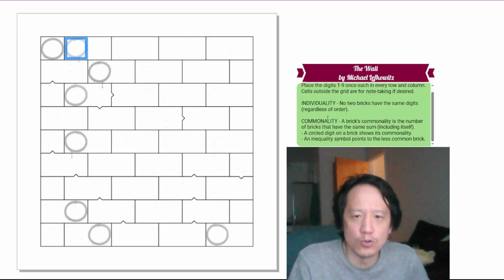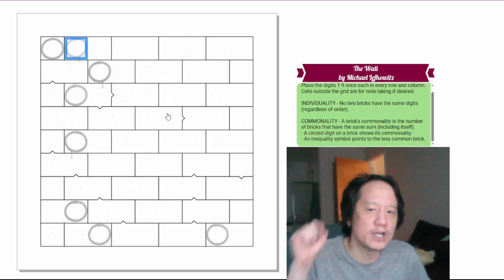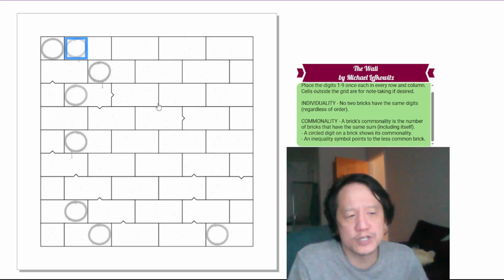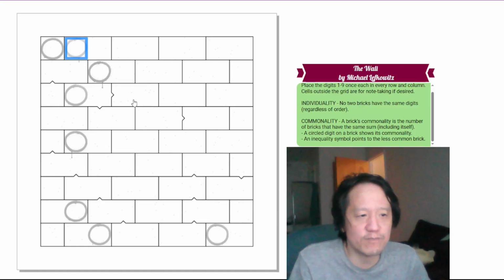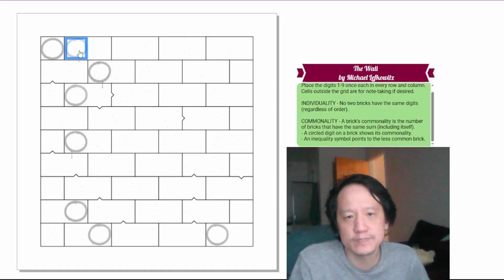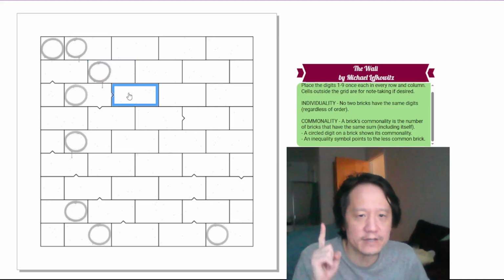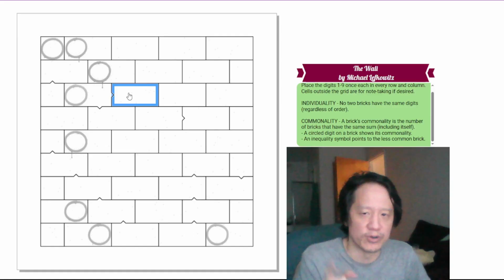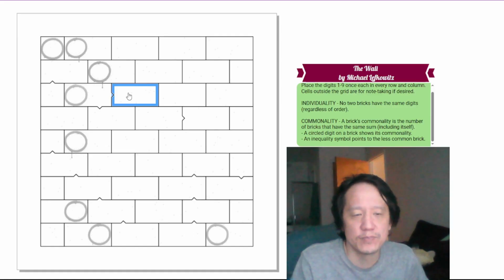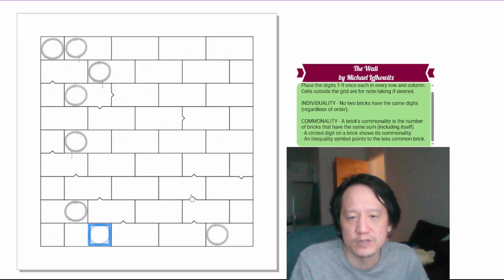We also have a rule of commonality, where a brick's commonality is the number of bricks that have the same sum, including itself. So, say you had 5 bricks which added up to 9. Then the commonality of those bricks would be 5. And a circle digit on the brick shows its commonality. So this is how common bricks of that sum are. Same with this, and this, and this.